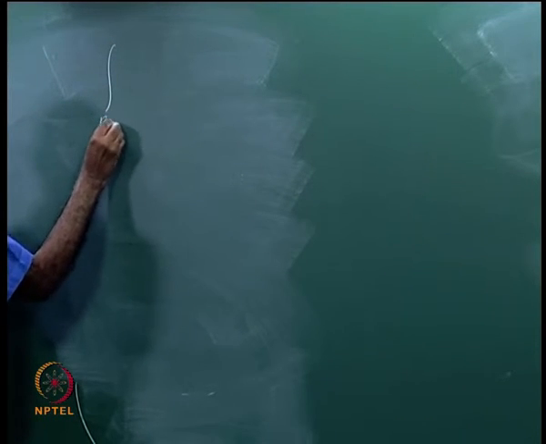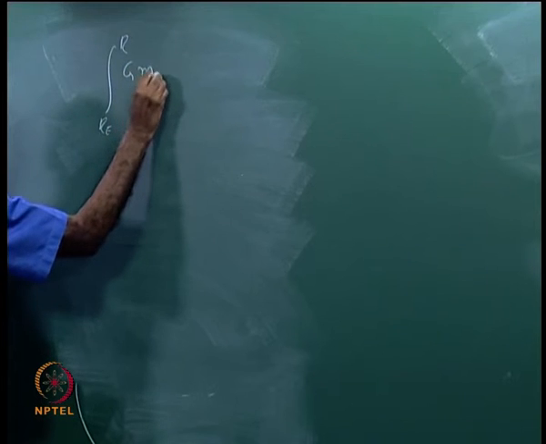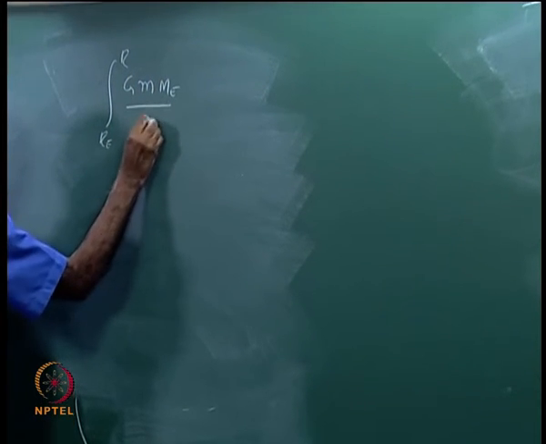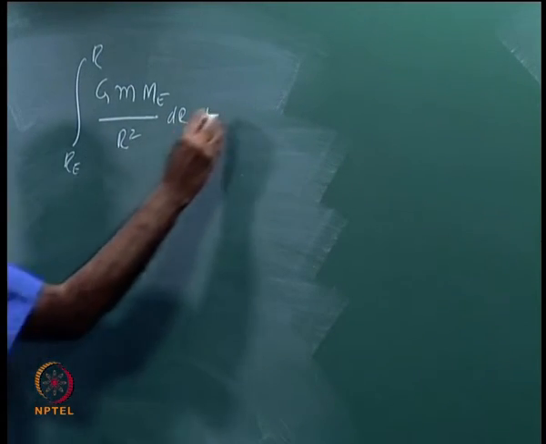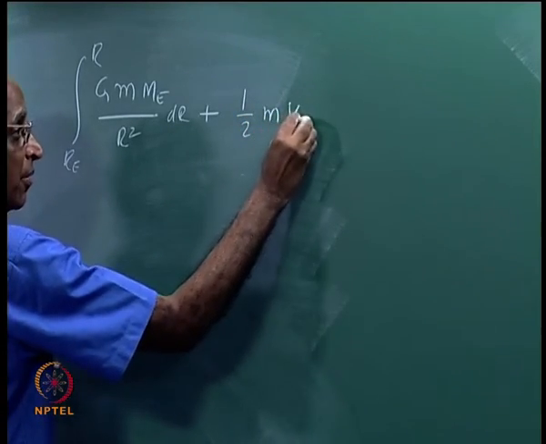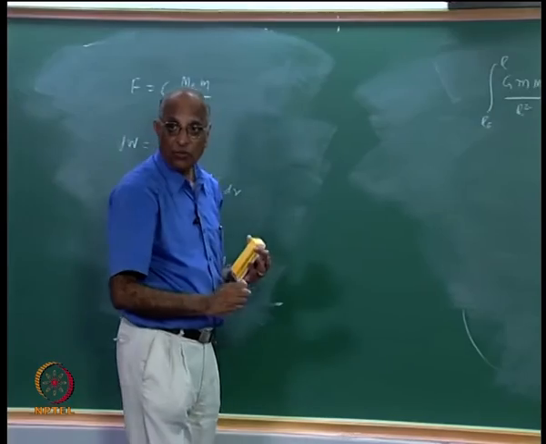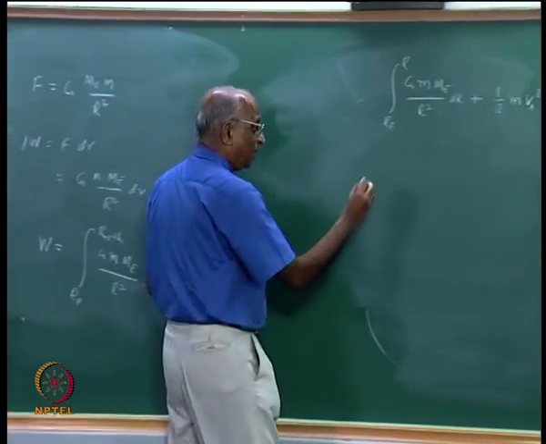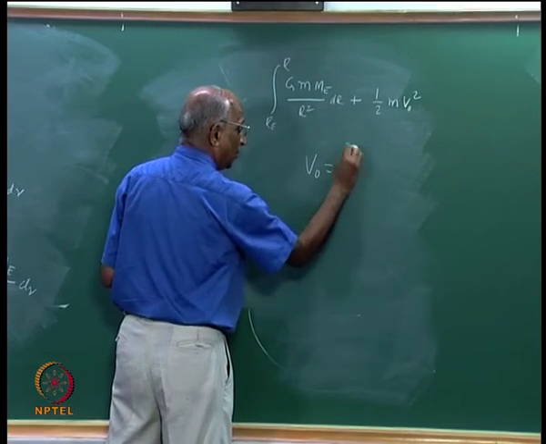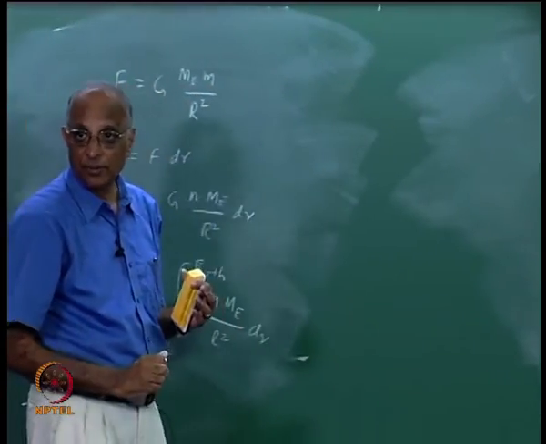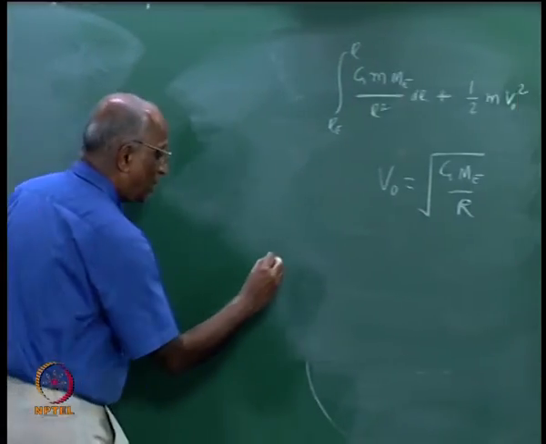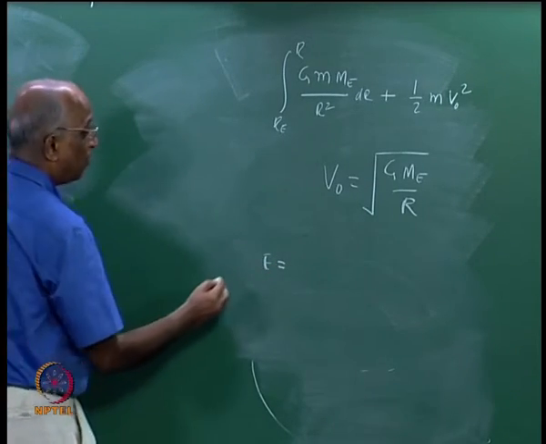and therefore I can say that the total energy of a rotating spacecraft in orbit must be equal to the integral from Re to R of G m me by r square dr, plus the kinetic energy of a rotating body, which is equal to half m v0 square. And what was v0 square? We have defined it, we derived it: v0 is equal to the square root of G me by r. Please check it.